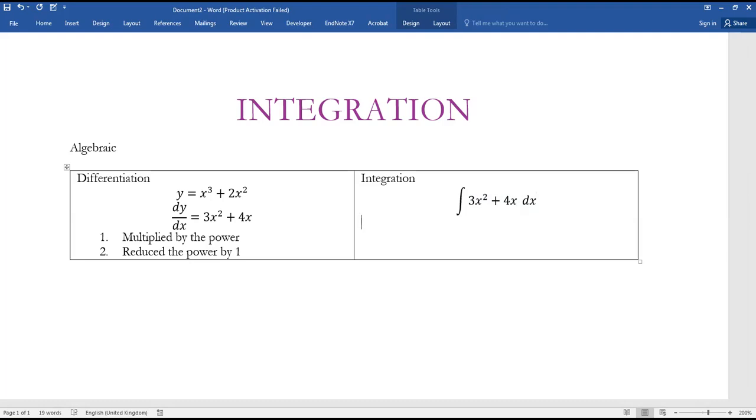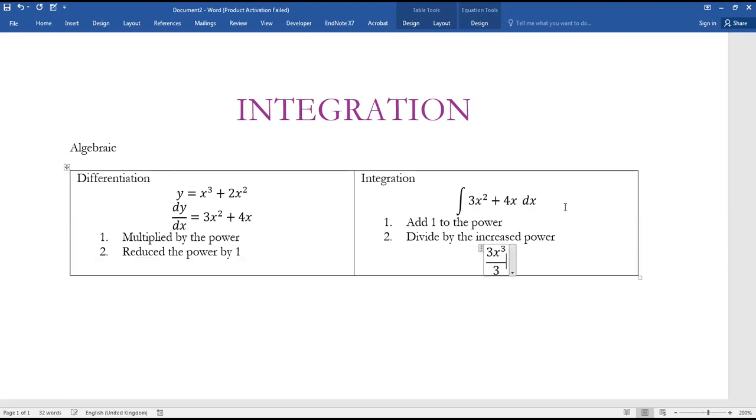Now reverse the operation of differentiation. What should you do first? Reverse the order and the operation both. So instead of reducing the power by 1, what should you do? Increase the power by 1. Very good. I'll write: add 1 to the power and then divide by the increased power. Is this right? Yes, sir. So what will be my integral? My integral will be 3x cube upon 3 plus 4x square upon 2, and then I'll write plus c.